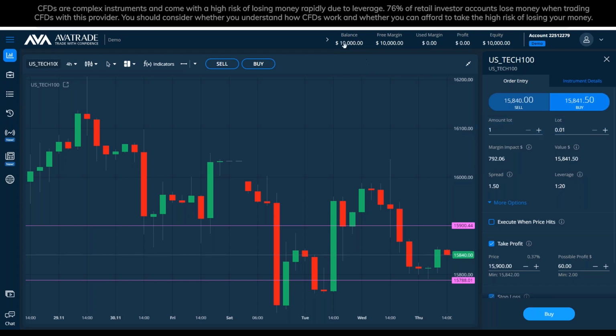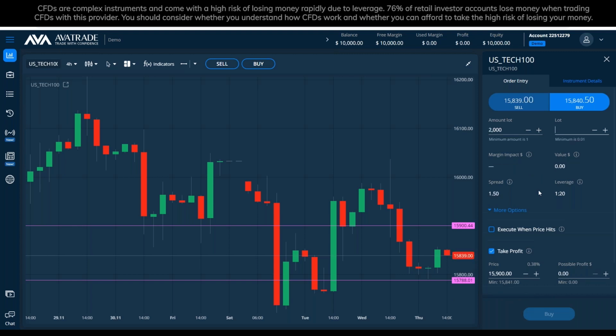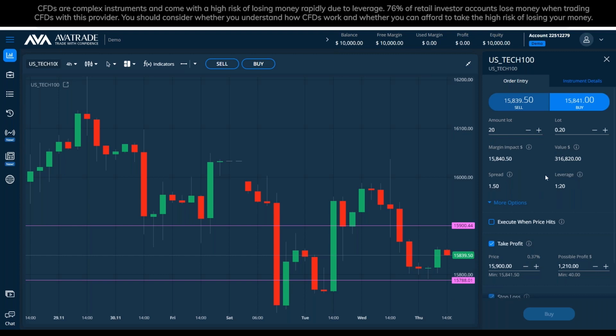That means that 1 to 20, my balance will behave, hypothetically, as if I had $200,000. Okay? It's not entirely true, because I still need to have some margin to open the position in the first place and some margin to sustain it. But overall, this is the cost. This is the price and this is the cost. If I had 10 units, the cost would have been multiplied by 10. If I had one lot, it would have multiplied by 100, and if it would have been 20, by 20.